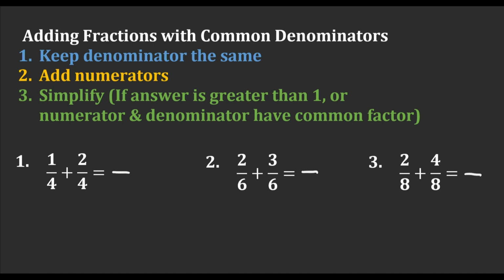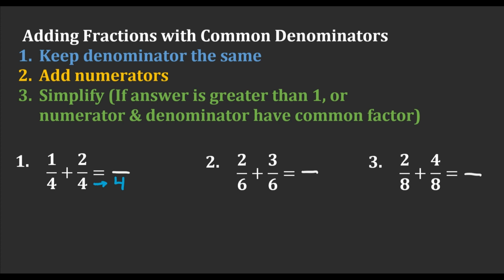Step number one is to keep our denominator the same. Now the reason it stays the same is because when we're adding two different amounts of fourths together, our answer is going to give us a certain amount of fourths, which is what our numerator will tell us. So our denominator stays the same, slides on over.